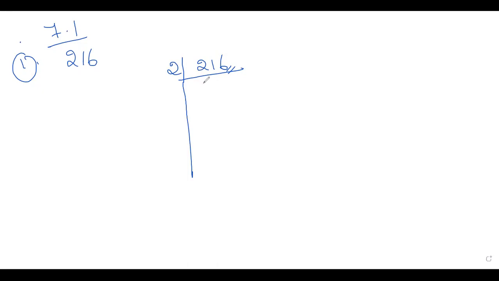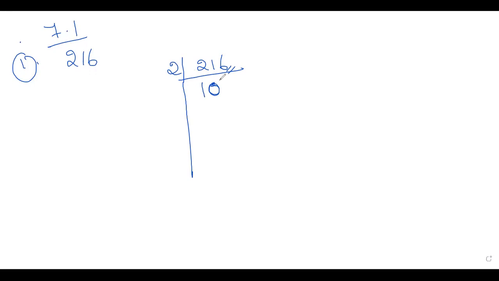Yes, 2 is there. 2 ones are 2, and what is the next digit here? 1. So what will you write here, 8 or 0? Do we write 0 or 8? Yes, it is 0, because we have 1 here. It is not divisible. It is smaller than 2. We have to take 6 also directly.